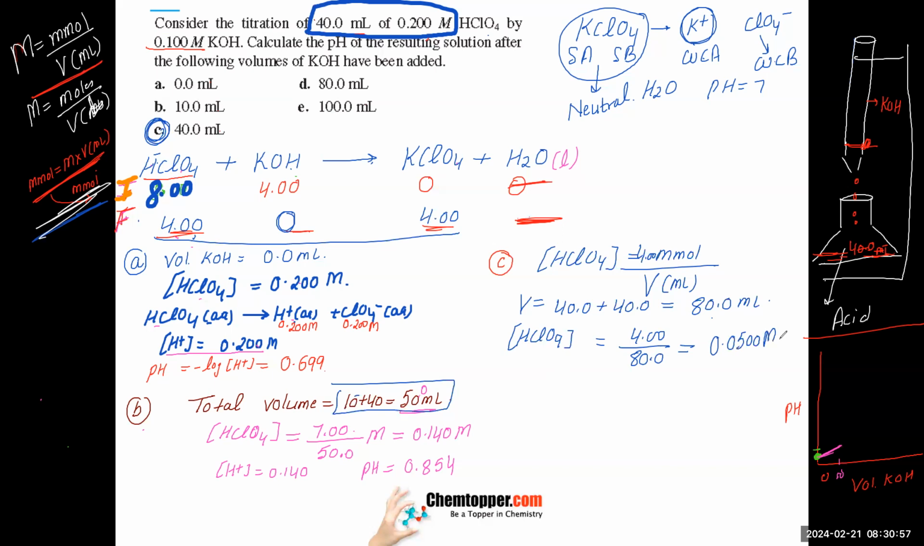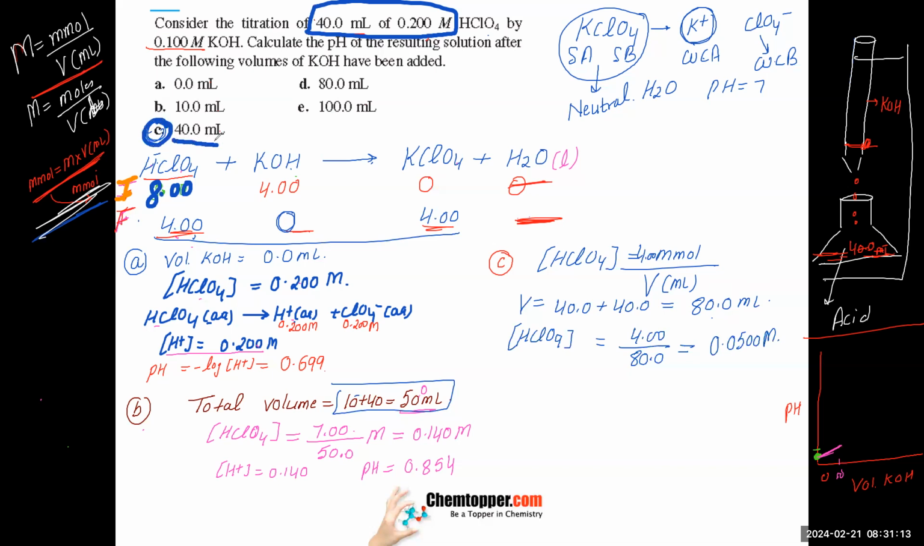0.0500 molar, right? So that's the concentration of HClO4. Is there any confusion here, children? I calculated the total volume for the C point. We are working with the C condition.